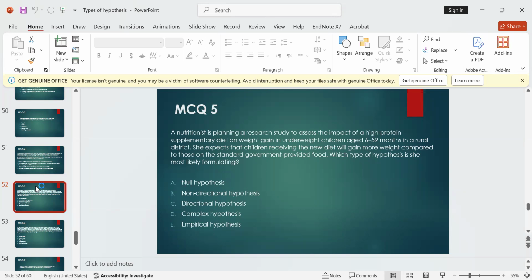C, directional hypothesis. Yes, the answer is C, directional hypothesis.